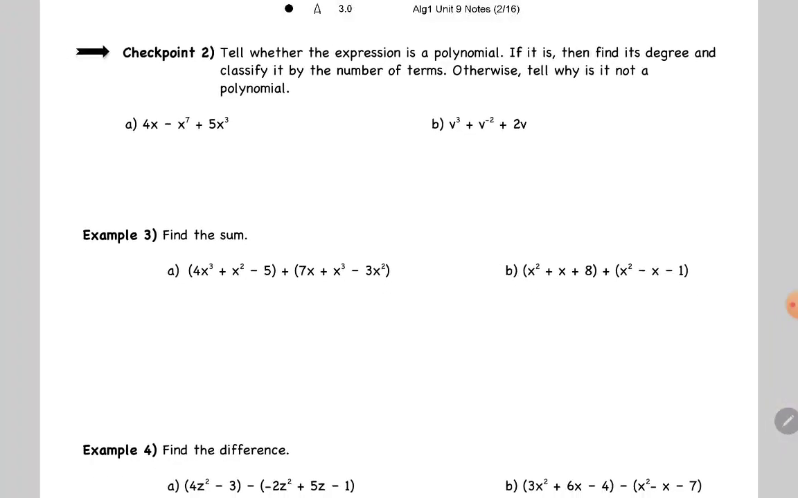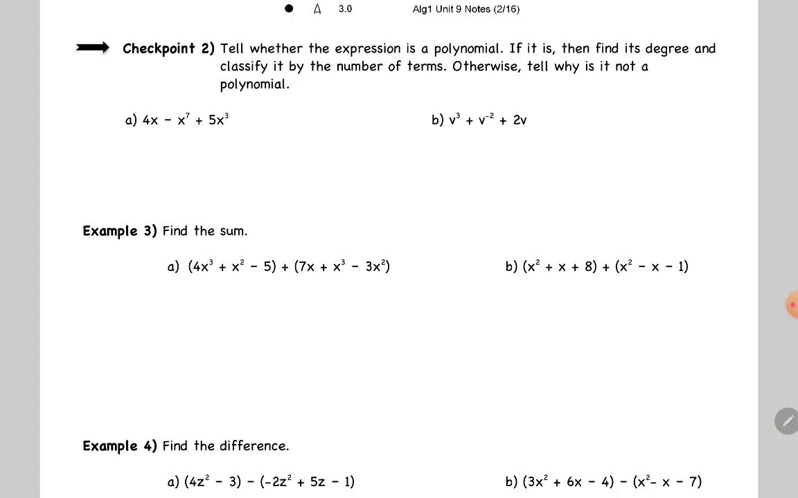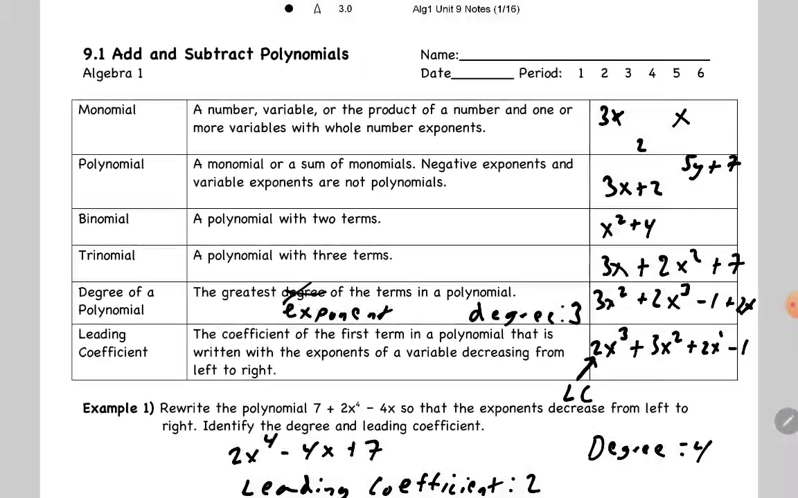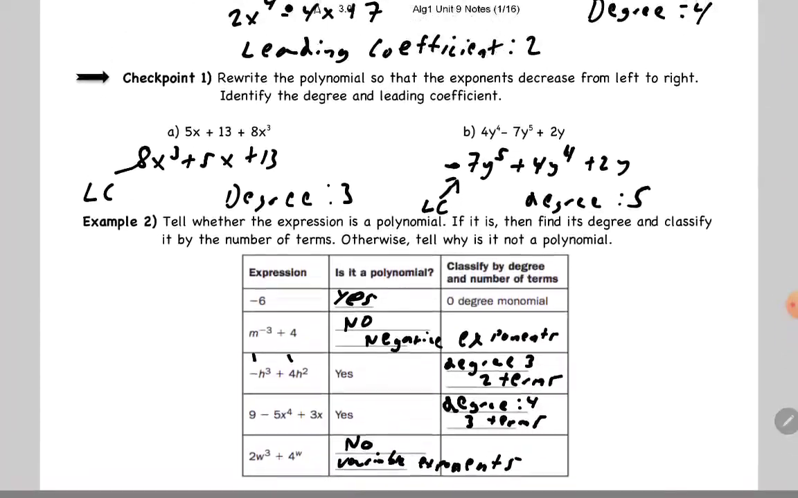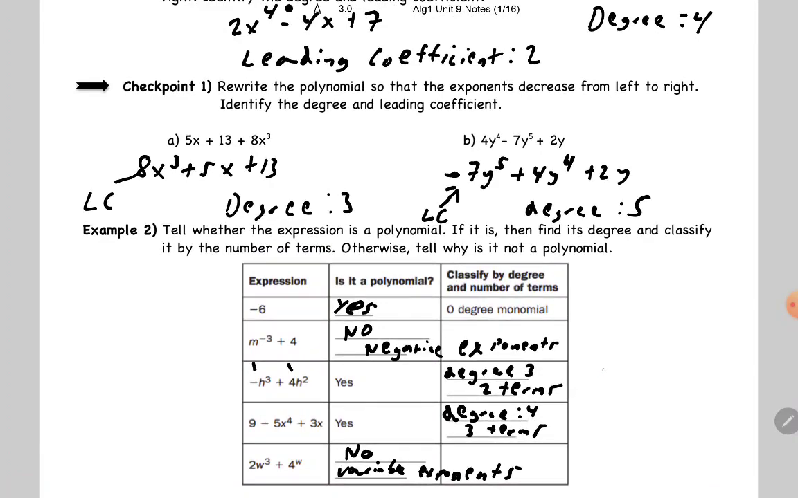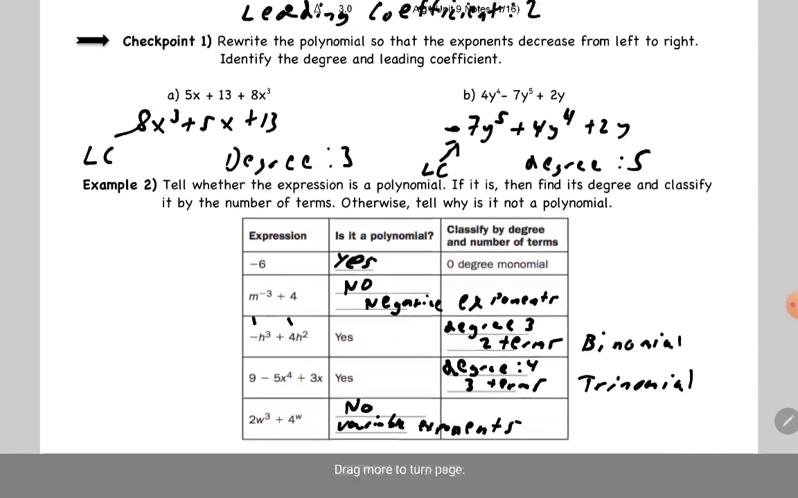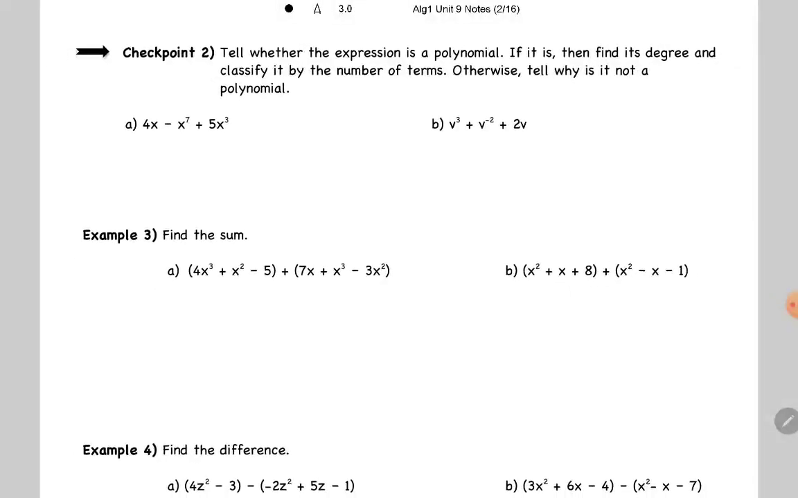Alright, tell whether the expression is a polynomial. If it is, then find its degree and classify by the number of terms. Oh, I need to go back. I missed a step here. 2 terms, remember, has a specific name. That is a binomial. 3 terms means this is a trinomial. So that's why they classify by the number of terms. If there are 2 terms, it's a binomial. If it's 3 terms, it's a trinomial.